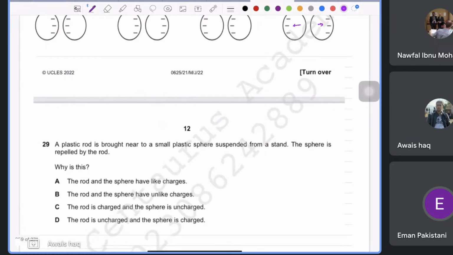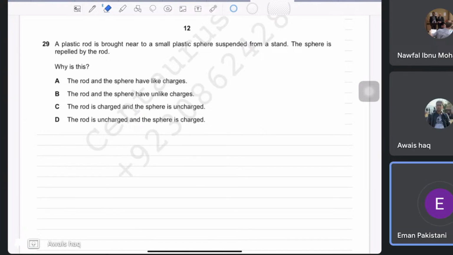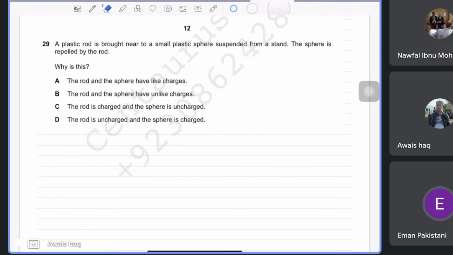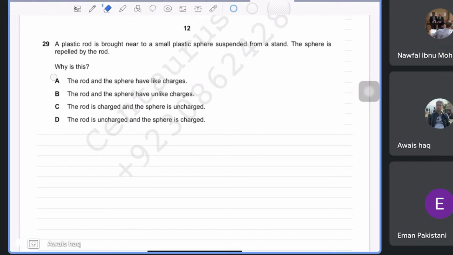Very good. Then it says a plastic rod is brought near to a plastic sphere suspended from a stand. The sphere is repelled by the rod. Why is this? B. B. The charge and have unlike charges. No, A. Yes, very good. It has to be A because only like charges repel.